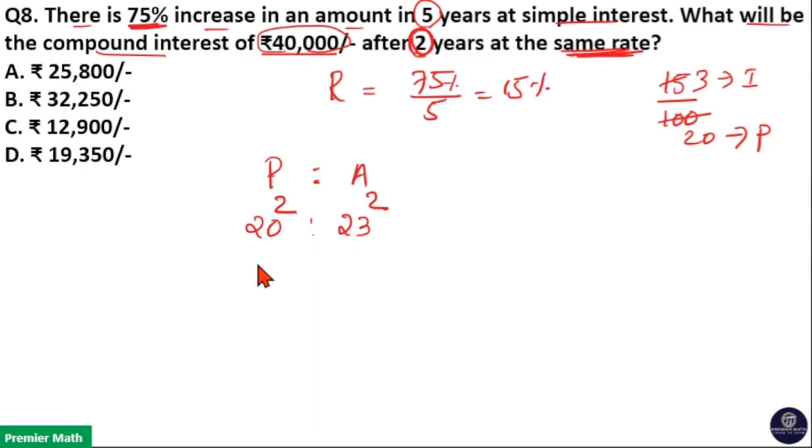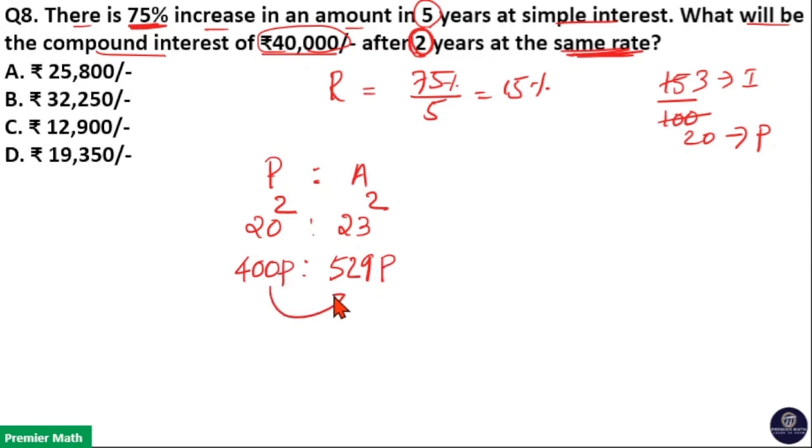Now here 20 square is equal to 400 and 23 square: 3 square is equal to 9, 2 into 3 into 2 is 12, remaining 1, 2 square plus 1, 5, that is 529. So here 400 is to 529 is the principal and amount for 2 years. So I will write it as 400 parts and 529 parts.